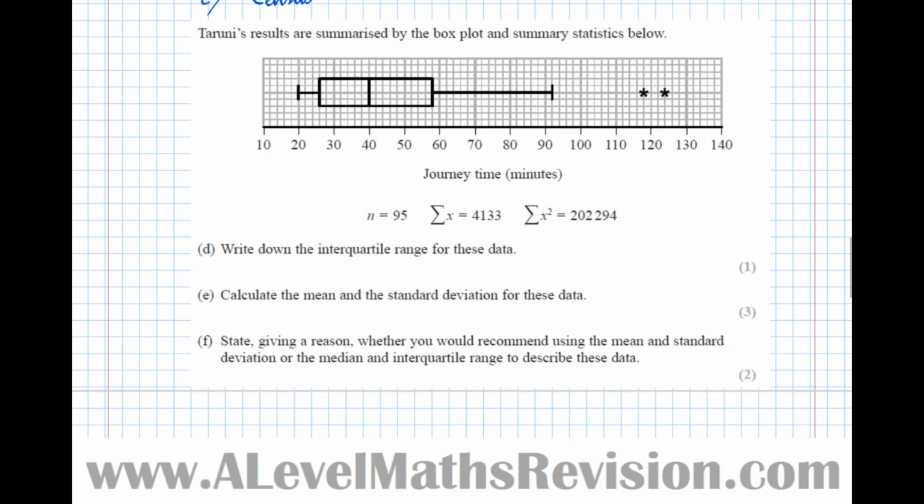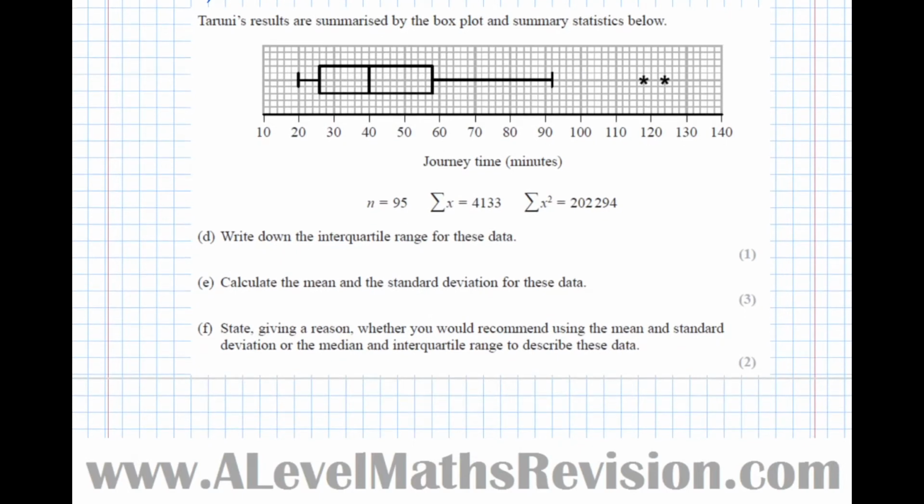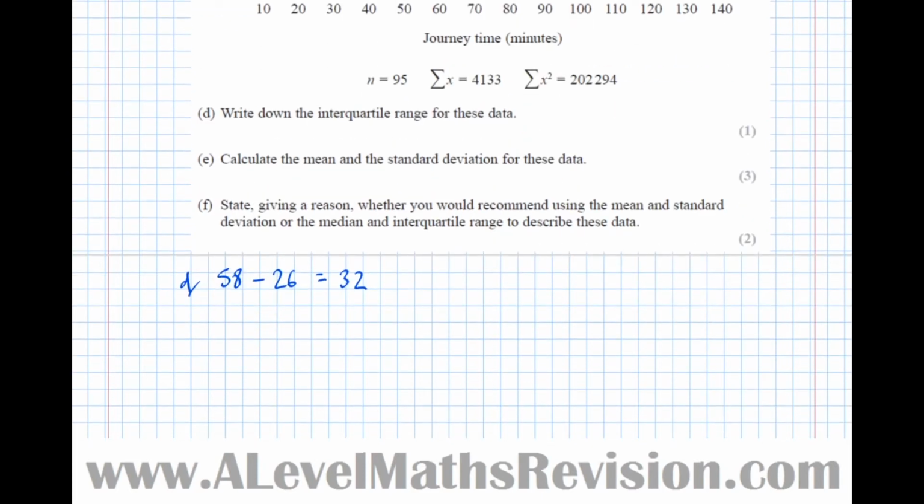So now it says Taruni's results are summarised by the box plot and summary statistics below. There it is there. So part D is write down the interquartile range of these data. Well, the interquartile range is this number here, which is 58, take away this number here, which is 26. So 58 take away 26 is 32. So write it down, no working required. But it's always good to show working anyway, as it helps you spot your own mistakes. Equals 32.